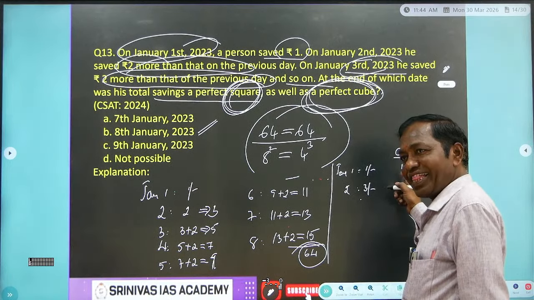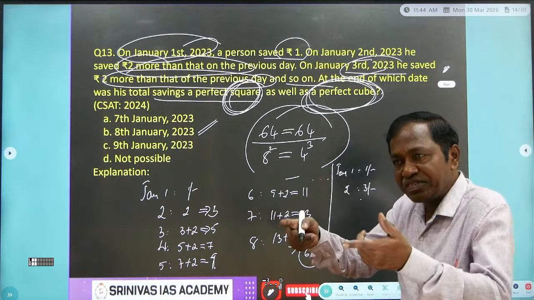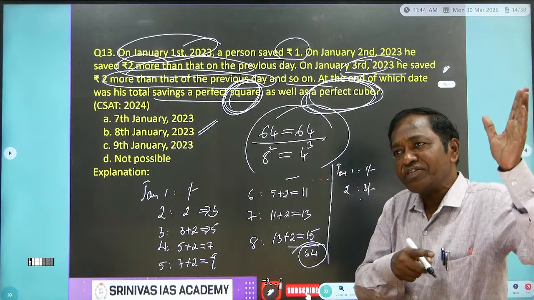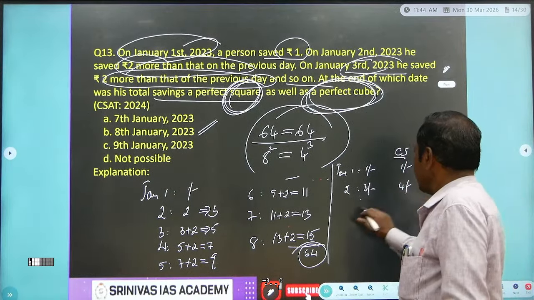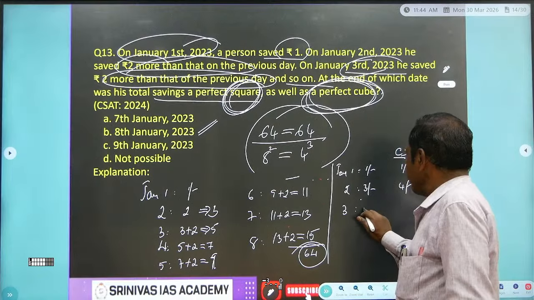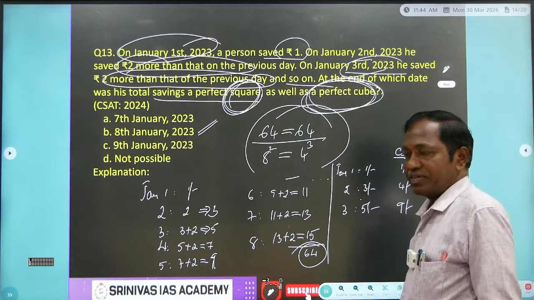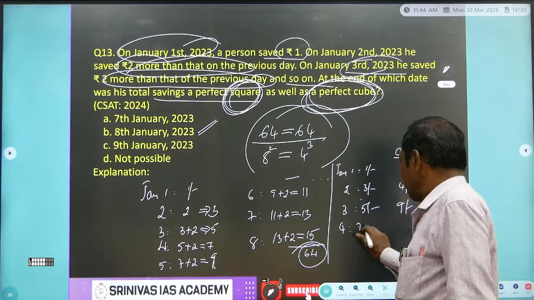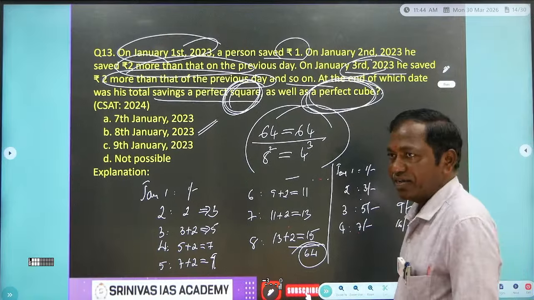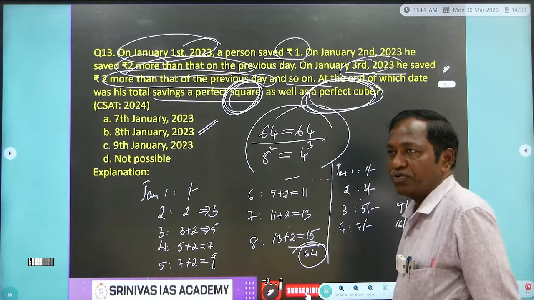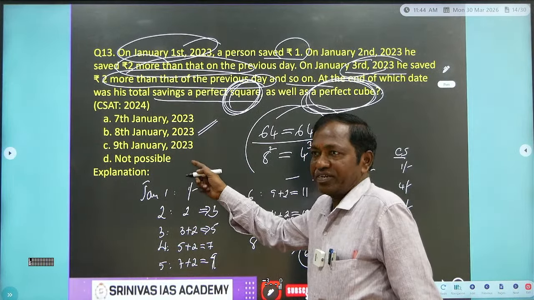Already you have 1 rupee. Today you are saving 1 rupee. That will go to the bank deposit. Tomorrow you will save 3 rupees. That goes to the bank deposit. What is the total savings you will have? 4 rupees. And the third day is again 3 plus 2, 5 rupees. 4 plus 5 becomes 9 rupees. And the fourth day is 7 rupees. 9 plus 7, 16, and it goes on. So where do you reach 64? You need to know. You can see 7th January, then 8th January, 9th January.